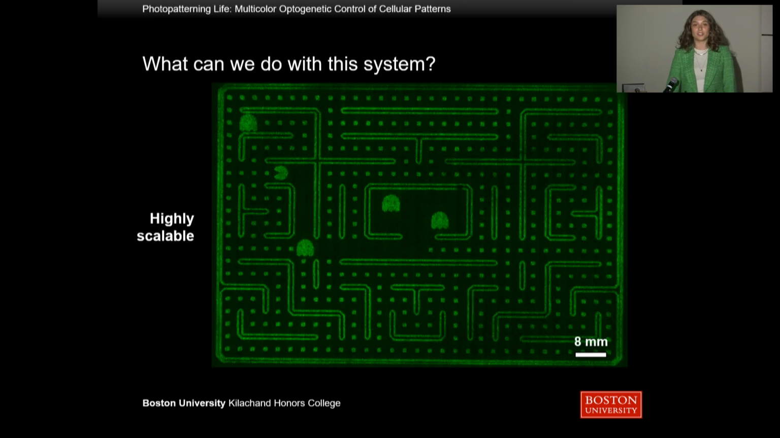And because we use a projector system as opposed to a microscope like many other systems have used in the past, it's highly scalable. So we can pattern a small well of a couple 100,000 cells or an entire plate of millions of cells very quickly. So this image is a Pac-Man board we've patterned into over 50 million cells in only 3 minutes.